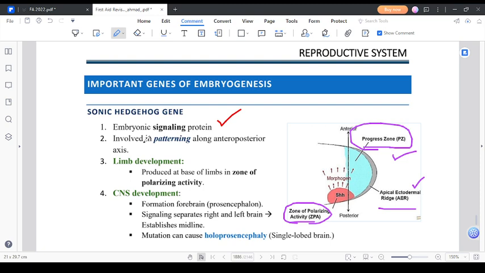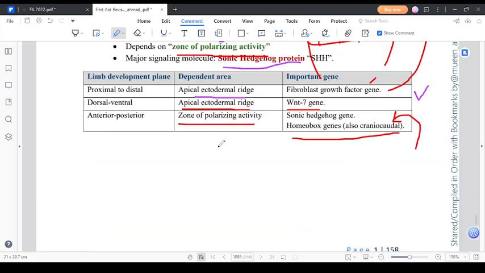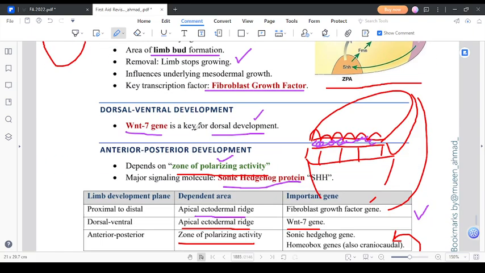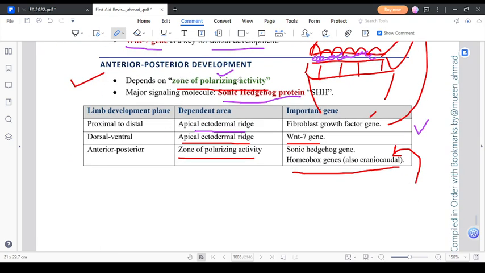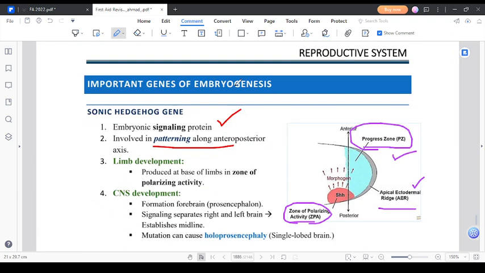in the neurulation process, where the notochord gives signals to the overlying ectoderm to convert it into neural ectoderm, and then the neural plate and neural folds and so on are formed. So in the whole process of neurulation, sonic hedgehog has a very important role, and the same goes for limb development. It is involved in patterning along the anterior-posterior axis, which is dependent on the zone of polarizing activity.